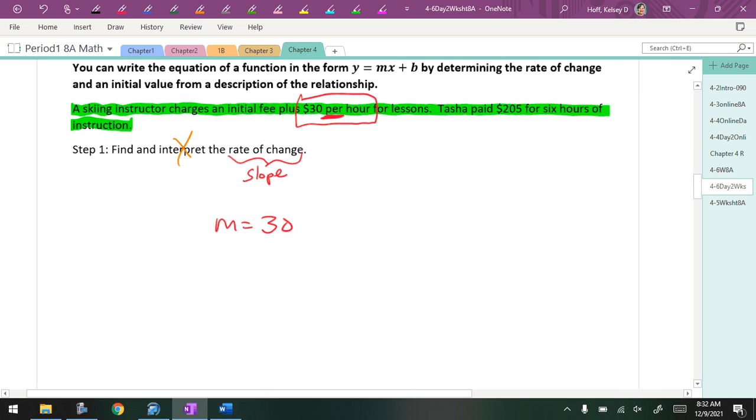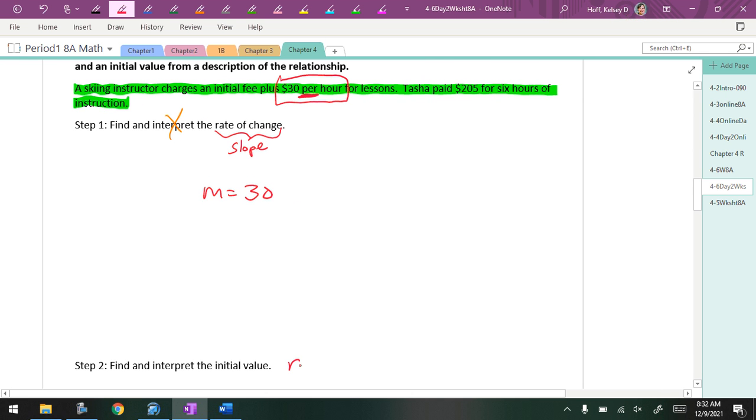Now to find our initial value, we need our slope, which we said was 30, but we also need a point. And last time, Sarah could give us a point off the graph. I don't have a graph this time, though. Very good. Right here, they give us a number and a dollar amount. And remember, Ms. Hoff said time is X. Time is X. So Marilyn is absolutely correct. It is 6, 205.